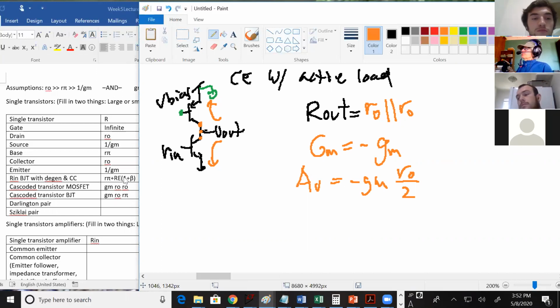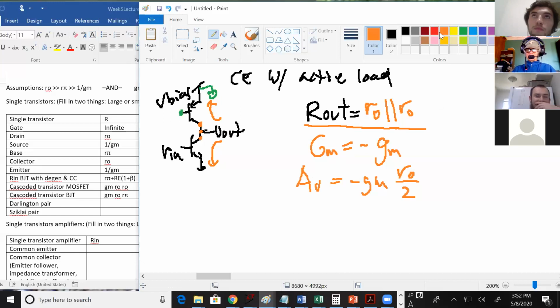Okay. So can anybody think of another way to increase resistance? Do you mean for Rn? If you're trying to get a bigger gain, I'm talking about this one. Could you cascode PNPs? Yes.